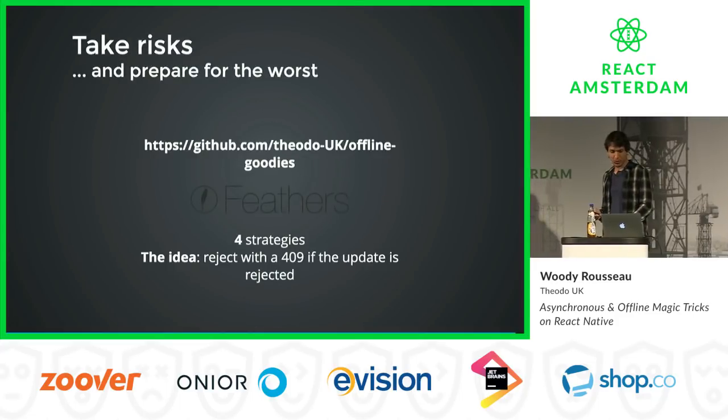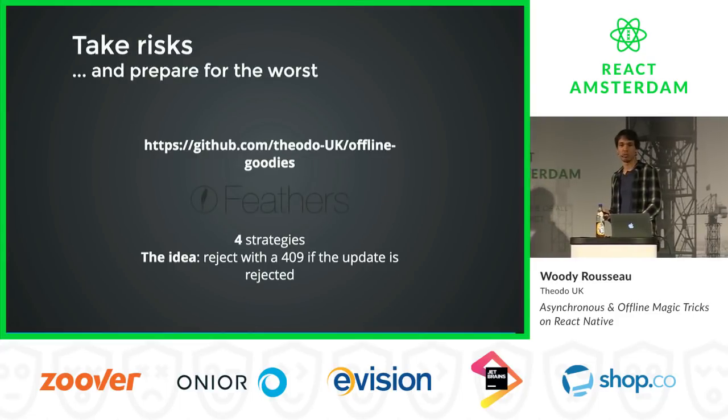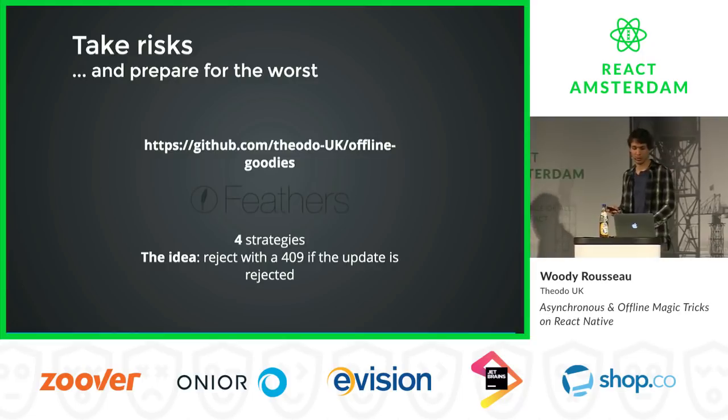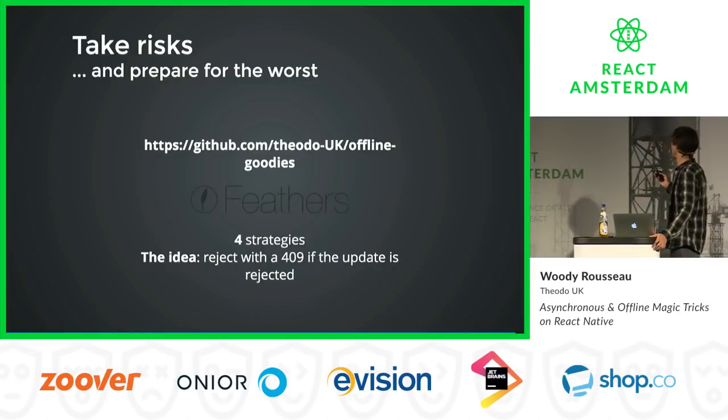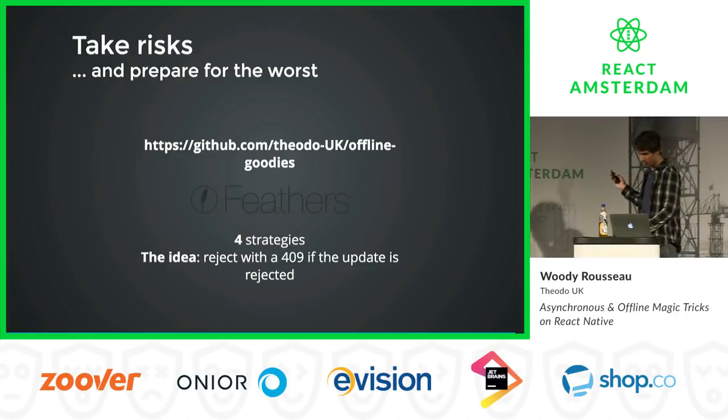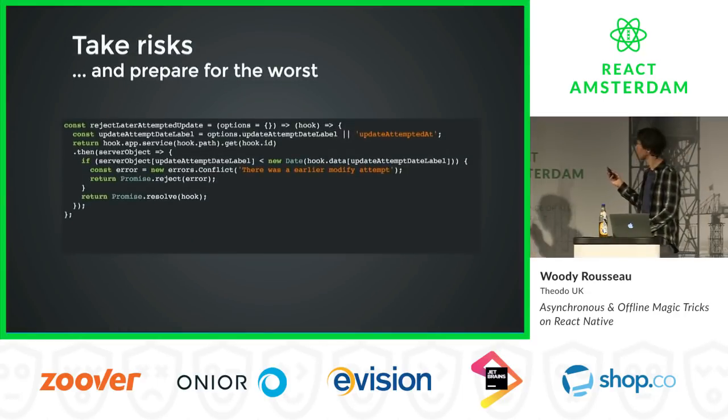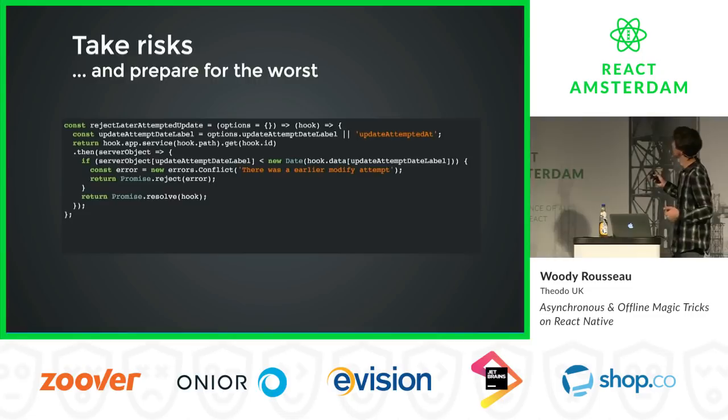I provided a few of these helpers because I had this problem. I don't know if one of you guys knows Feathers.js, which is a cool Node framework. But I provided a couple of these strategies, and the idea is that you want to reject with a HTTP 409 error if there's been a conflict, which is the standard verb for it. If the update is rejected, this is quite simple. This is a hook that would be on your Feathers code.